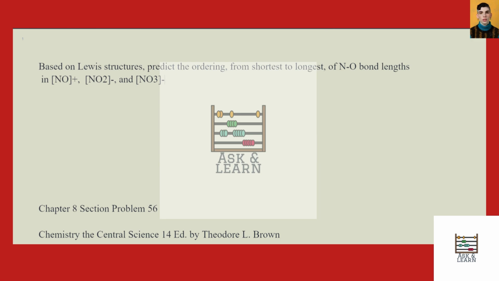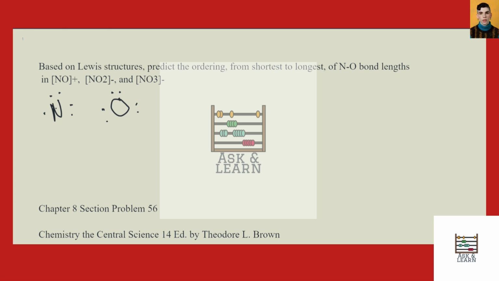Based on Lewis structures, predict the ordering from shortest to longest of NO bond lengths in NO+, NO2-, and NO3-. To begin, nitrogen belongs in group 5A, and oxygen belongs in group 6A, so they will have 5 and 6 valence electrons, respectively. So N will have 1, 2, 3, 4, 5, and O will have 1, 2, 3, 4, 5, 6.